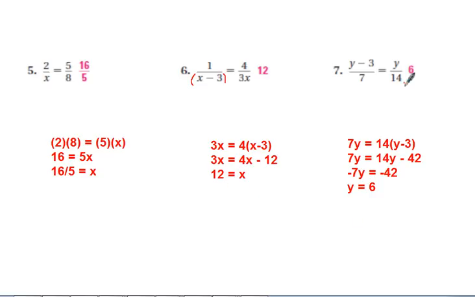Then in this last one, 14 times the quantity y minus 3 equals 7y. You need to do a couple steps here. You would get negative 7y equals negative 42. Divide by that negative 7, and you get a final answer of y equals 6. So hopefully that was just a quick, easy remembrance for you.